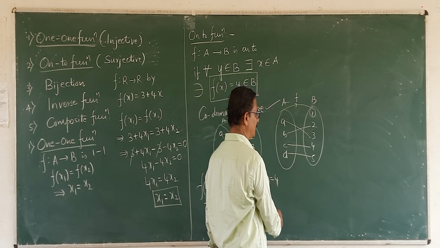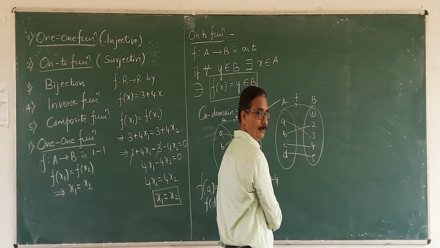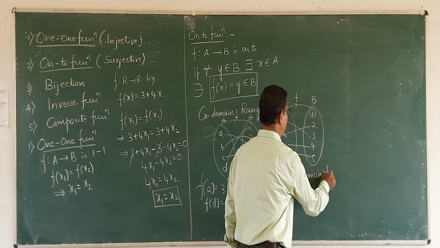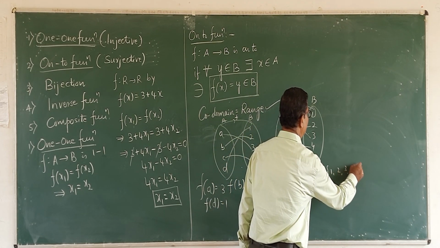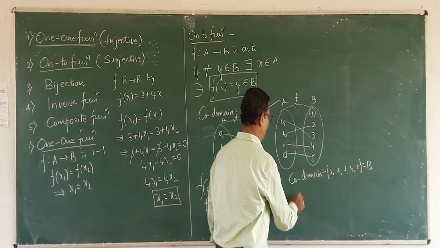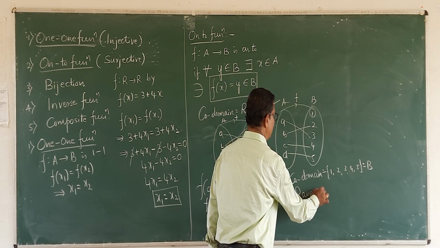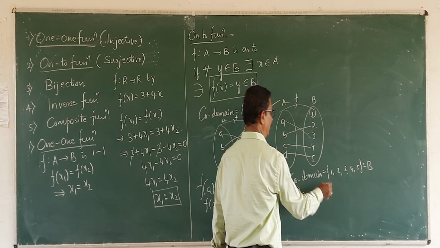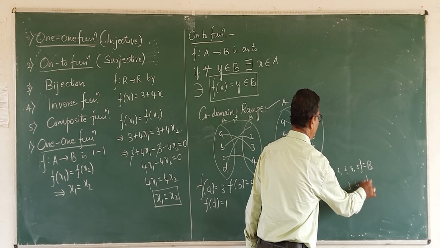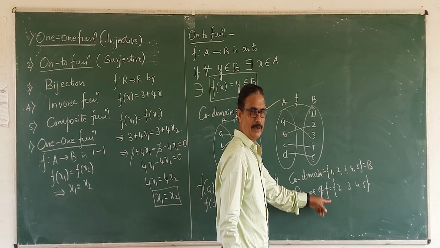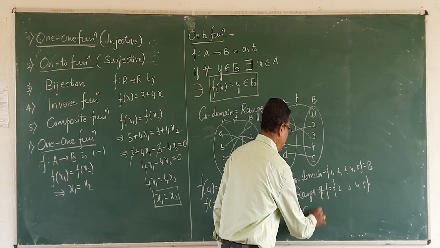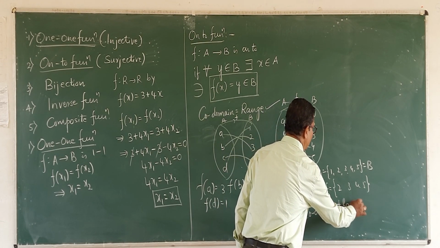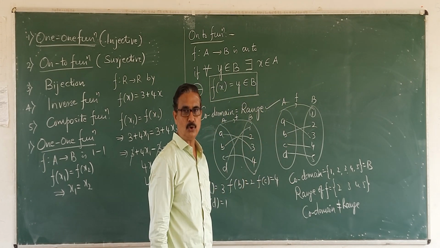Because domain is A, B, C, D, codomain is 1, 2, 3, 4, 5. Correct? Codomain set B namely 1, 2, 3, 4, 5. That is nothing but set B. Okay. What is range? Range means what should we take? Images. Which images are there? 2, 3, 4, 5. So range is 2, 3, 4, 5. Is codomain equal to range? No. Here codomain is not equal to range. Therefore it is not onto function.